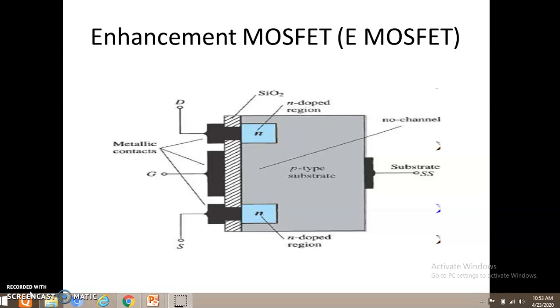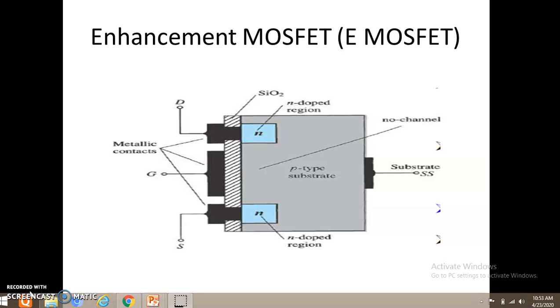Hello everyone. In today's lecture, I will cover the remaining topics of FET and its biasing. In the previous lecture, I covered depletion type MOSFET. The remaining one is another type of MOSFET, that is enhancement MOSFET. The figure shows the construction of an N-channel enhancement MOSFET.